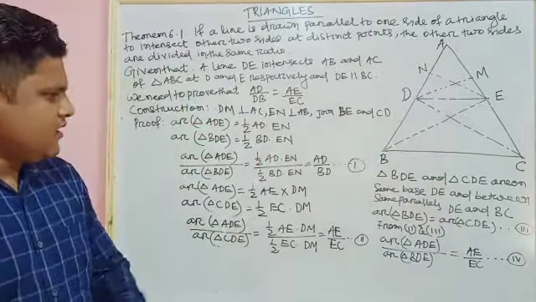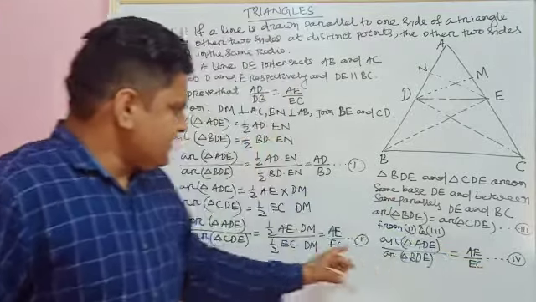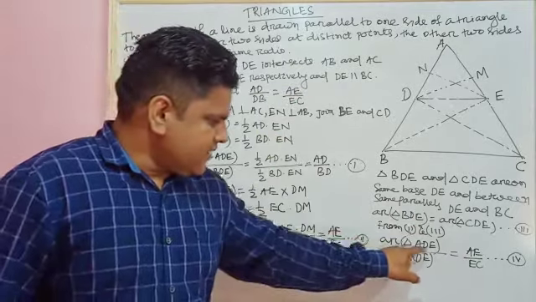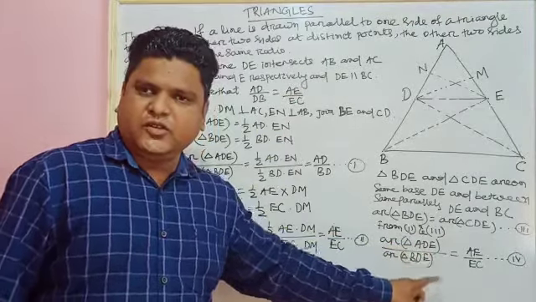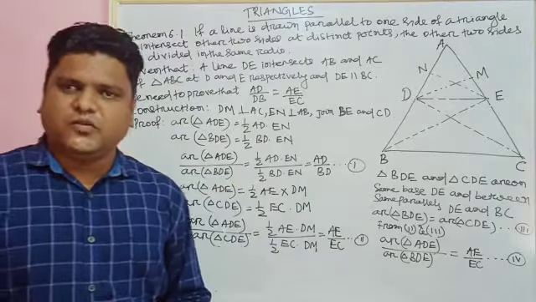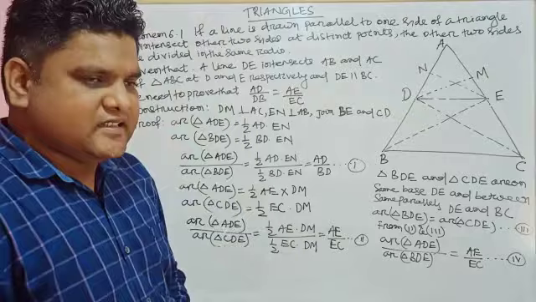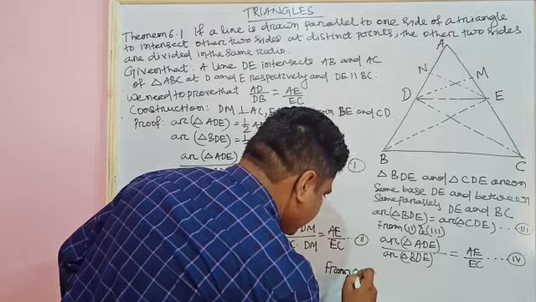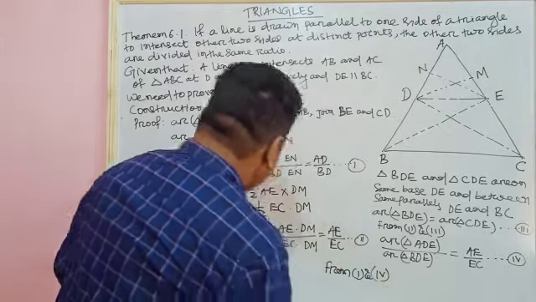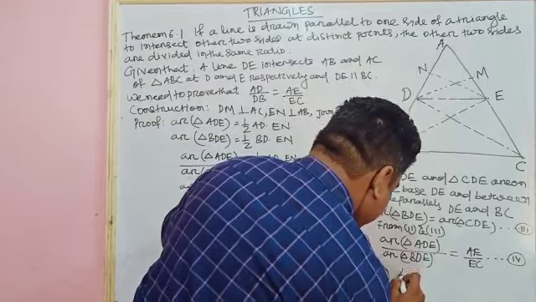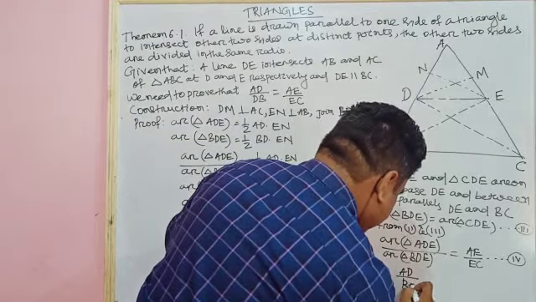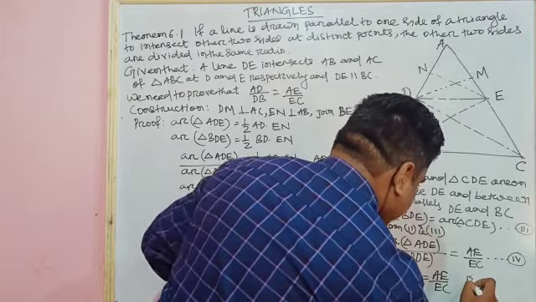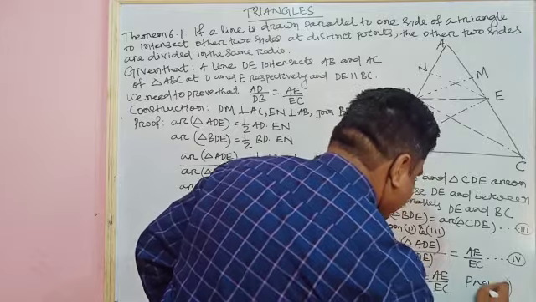Now see equation 1 and equation 4 and see the LHS, area of triangle ADE by area of triangle BDE. Here also area of triangle ADE by area of triangle BDE. So LHS of equation 1 and equation 4 are equal. So we can write RHS must be equal. So from equation 1 and 4 we can write AD by BD equal to AE by EC. So our statement is proved now.